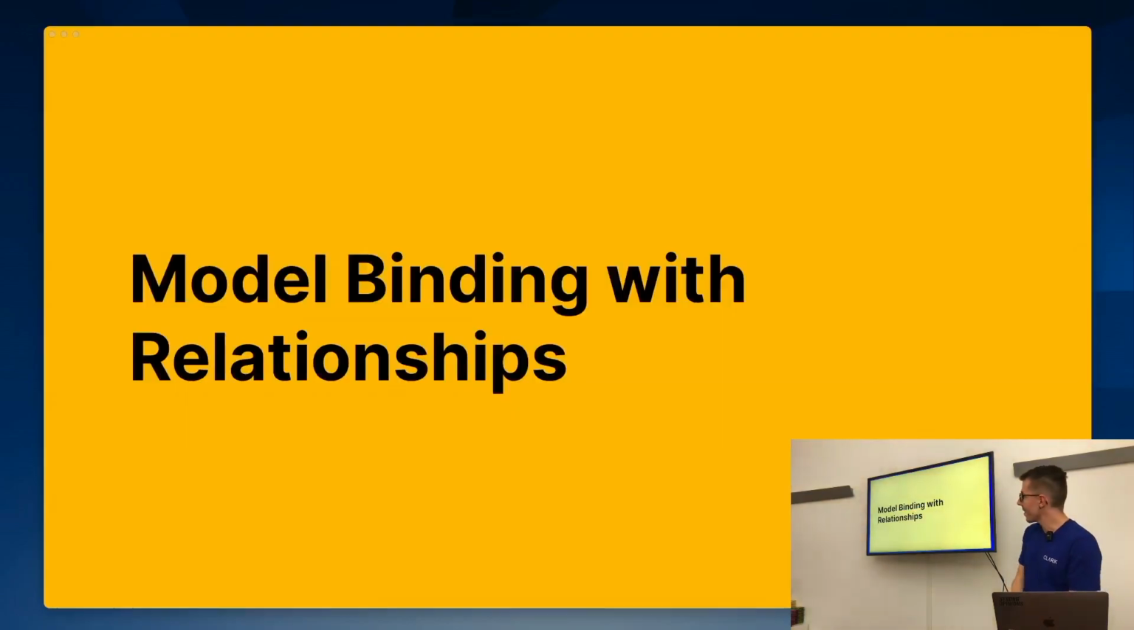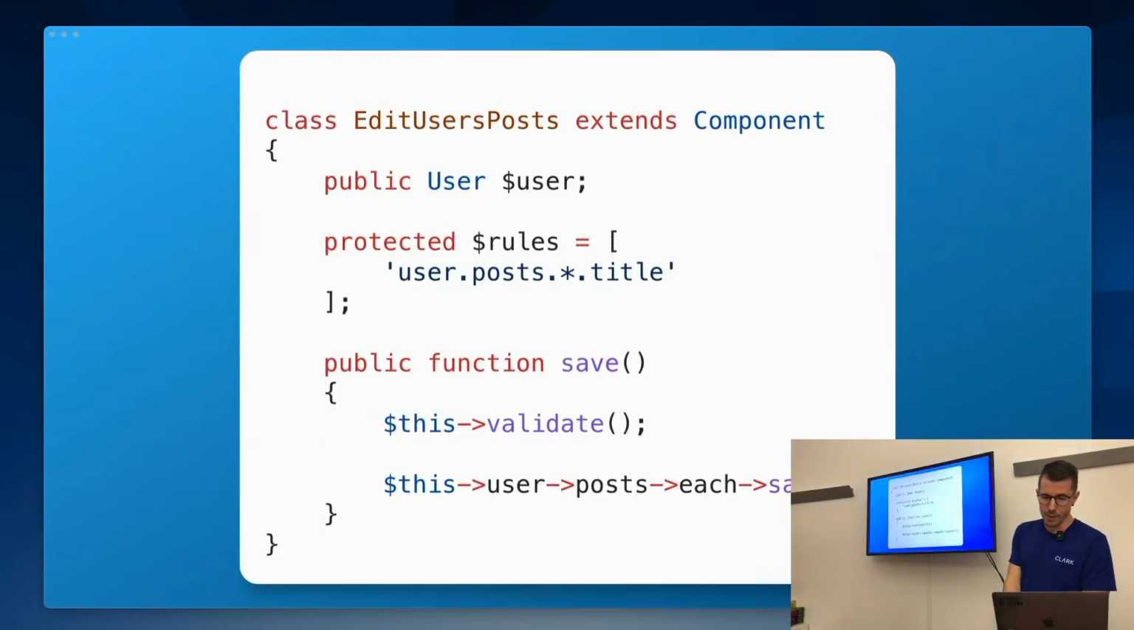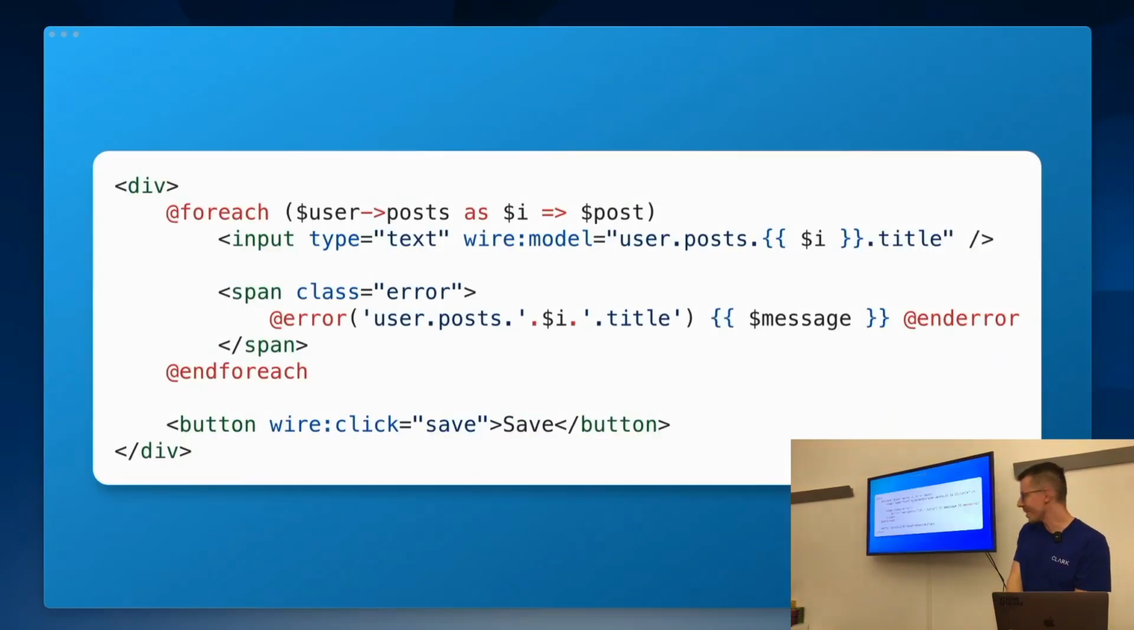Next, model binding with relationships. This also works. Another quick example: in this example, you can edit the title of a user's posts. Not really a cool example, I think, but it gets the point across. Again, asterisks, user posts. Posts is a relationship of user. And here we use higher order collections to save each post on the user. Very readable. And in the template, again, we loop over everything and wire everything up.